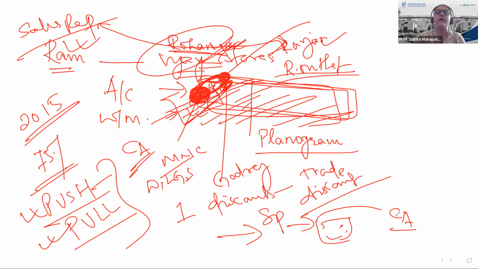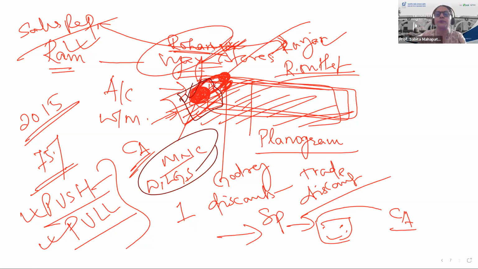So what can I do? Some of you suggested, madam, can we not buy this space? Not easy. Why not easy? Because the multinationals have a lot of push and pull. They do a lot of advertising. There is brand recall, brand salience, brand preference, and they give a lot of margin. So you cannot compete with them for this space because they will not be sitting idle.